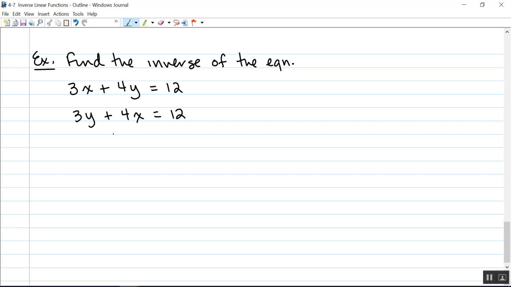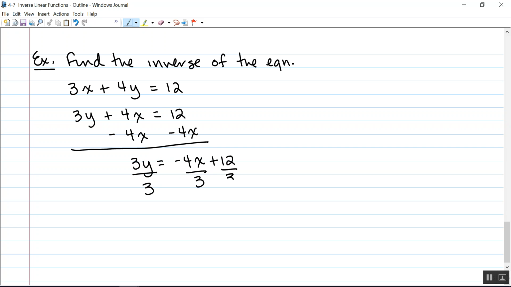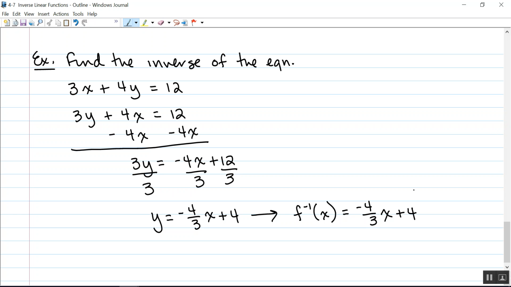Now let's solve this for y. Basically put it into y equals mx plus b form. So I'm subtracting 4x on both sides. And then I'll divide both sides by 3. And that gives me y equals negative 4/3 x plus 4. And then my last step, I do need to retain that. Use the inverse function notation, the inverse of f of x. Replace that for y is negative 4/3 x plus 4.